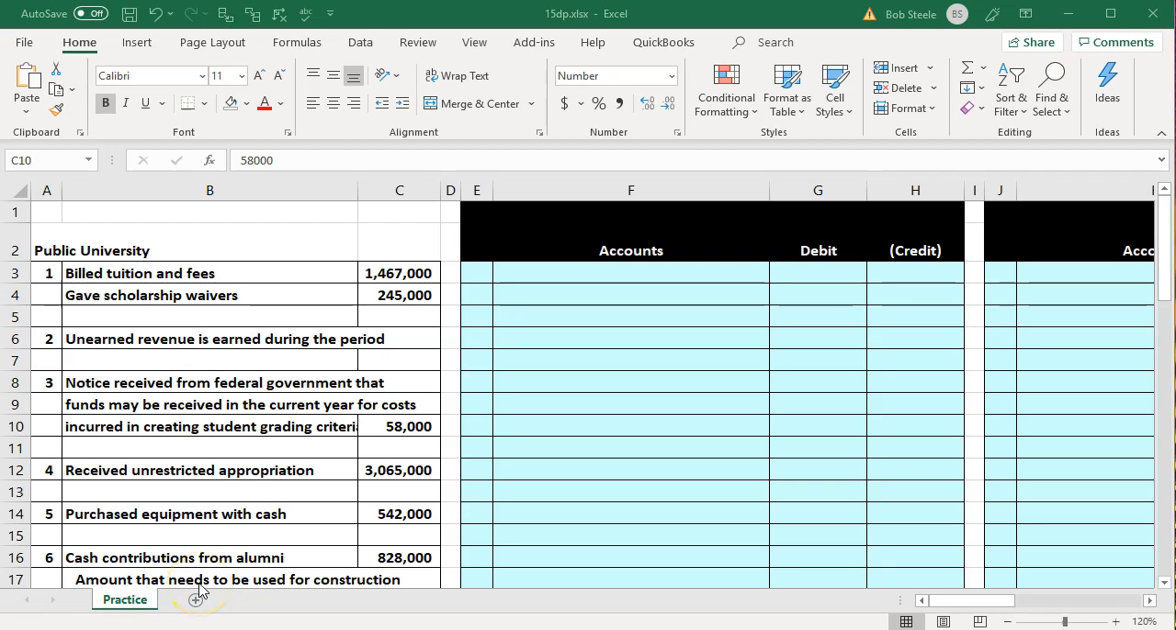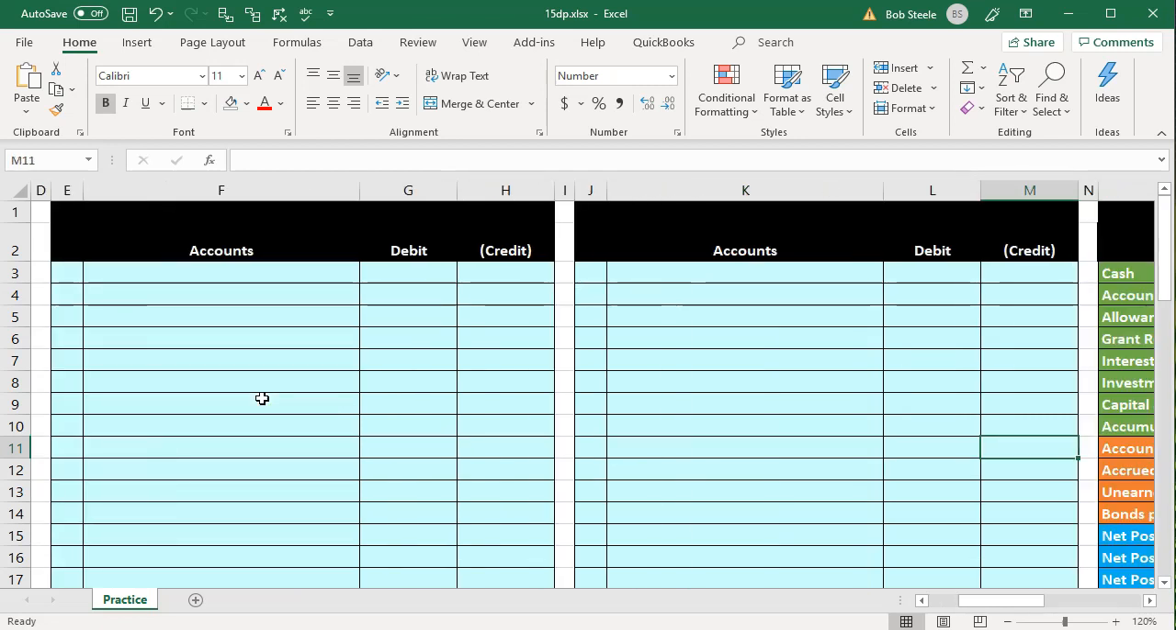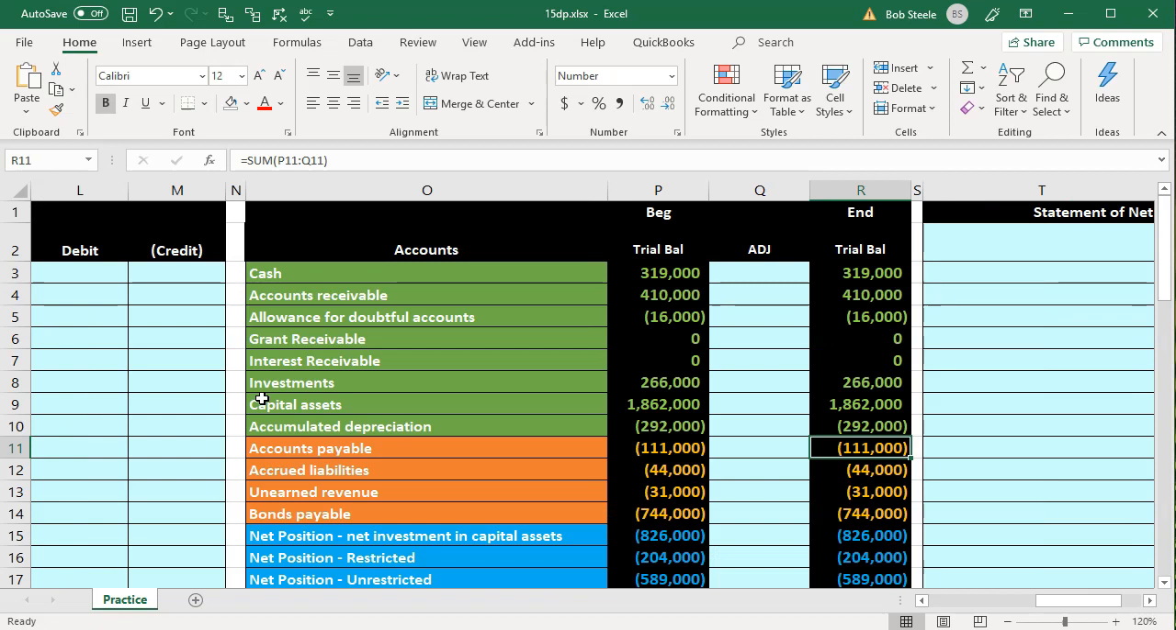In this presentation, we will work a comprehensive problem related to a public university. The information is going to be on the left-hand side. We're going to enter that information into the blue area on the right side, including the general journals, as we can see here. Then posting from the general journals to the trial balance worksheet.